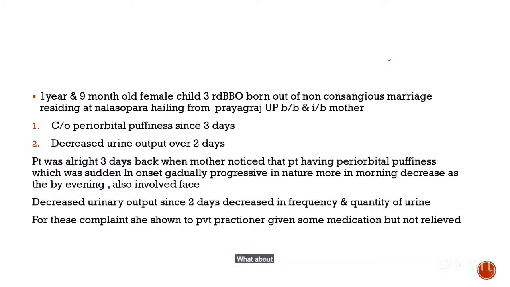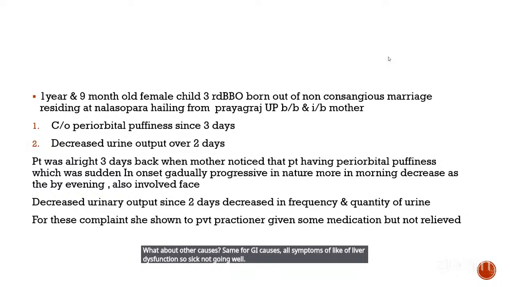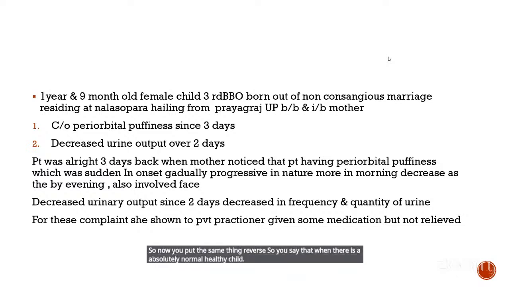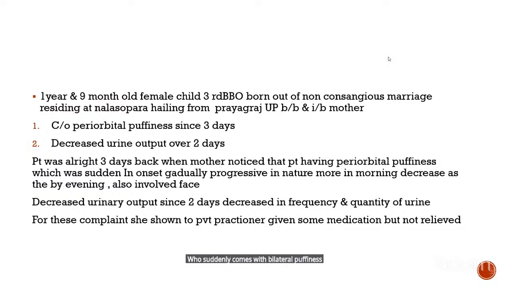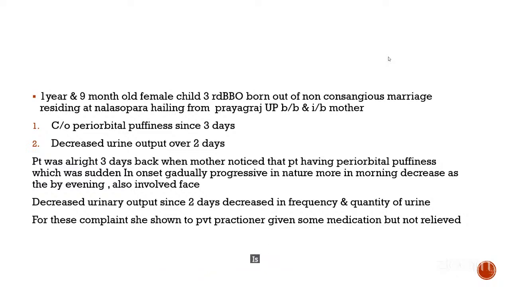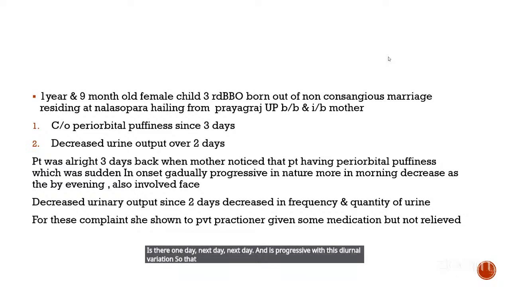What about other causes? Same for GI causes: all symptoms of liver dysfunction, sickness, not growing well, jaundice, bleeding manifestations. So now you put the same thing in reverse. When an absolutely normal healthy child suddenly comes with bilateral puffiness which is persistent and progressive, persistent meaning not a one-day affair and gone, and progressive with this diurnal variation, that makes it renal in origin, right?